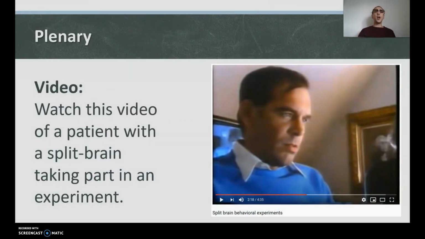Right. Video. Watch this video of a patient with a split brain taking part in an experiment. So this is a replication of the experiment done by Sperry. This is an individual that had epilepsy, and they have gone through the split brain procedure, and they have severed the corpus callosum. Therefore, he has got a split brain. He is a split brain patient. Have a look at what he sees and what he doesn't see. It's interesting to see that.